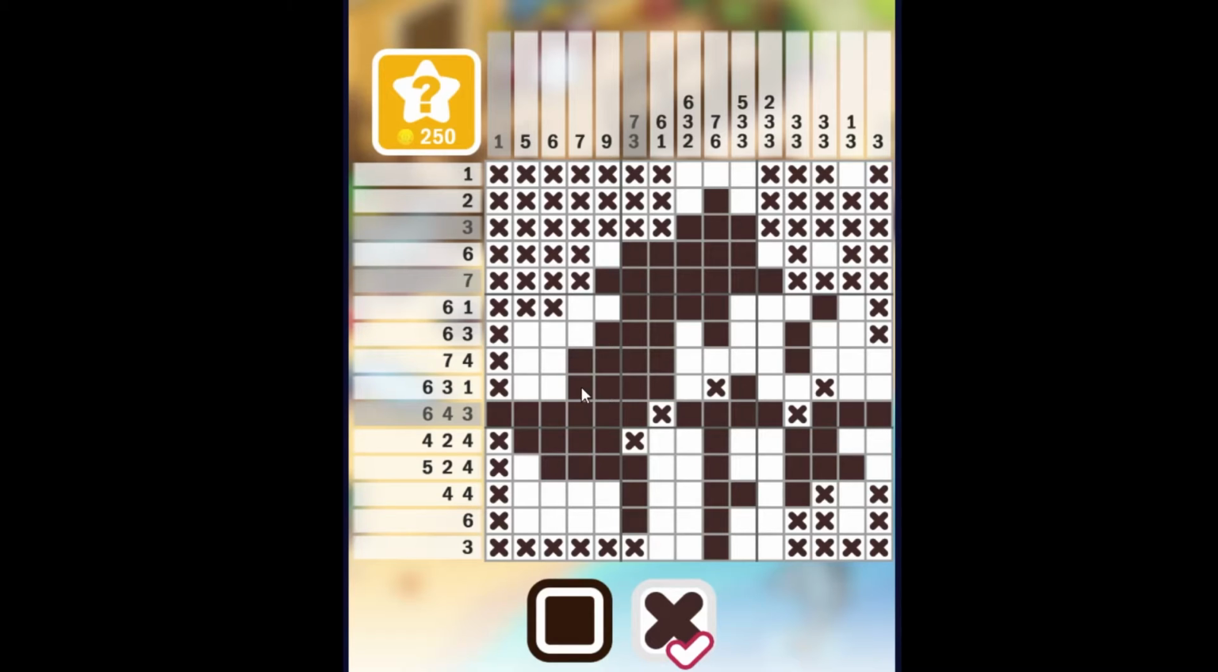All right. This is going to have to be the 6, which means this is the 3. And we need one more to the left for the 6. All right, that column got completed, so there's the 1. All right.